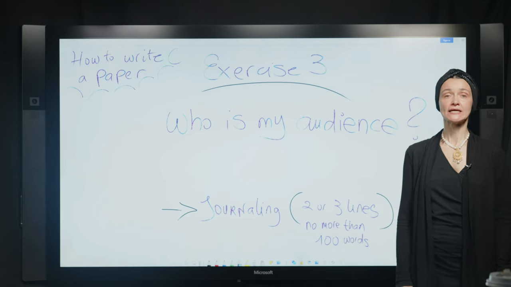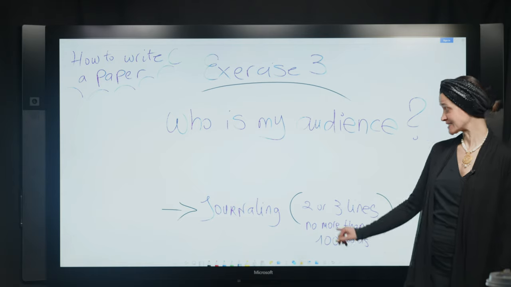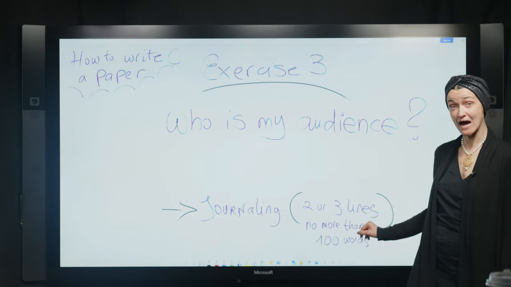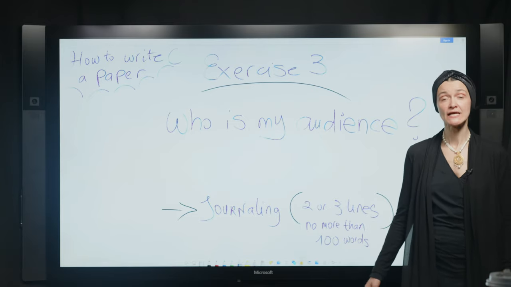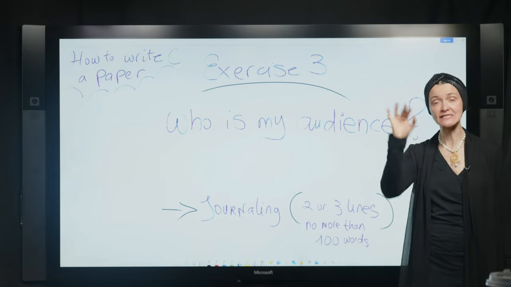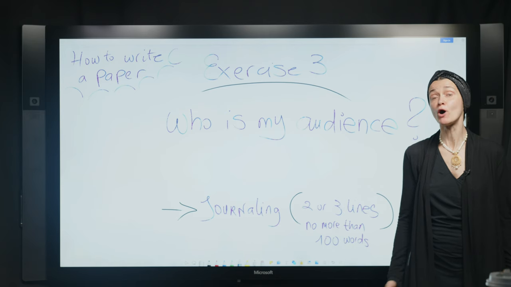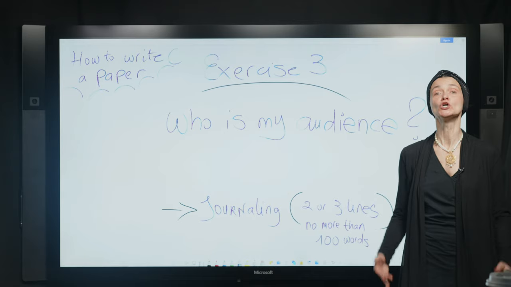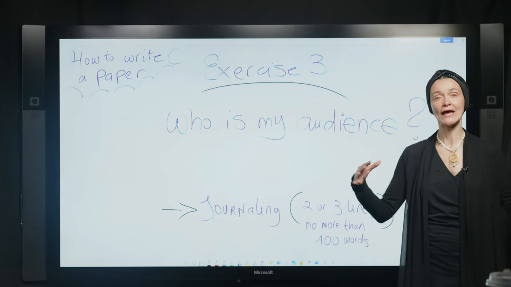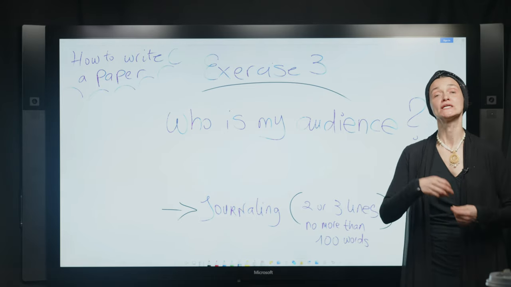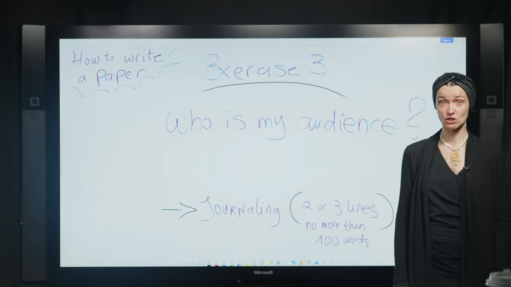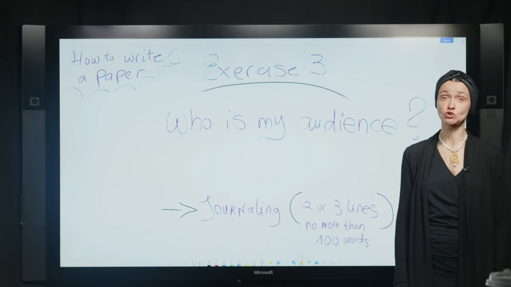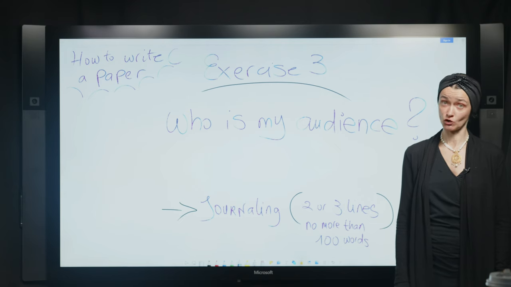So I want you to take a little time here. It doesn't have to be a long entry at all. Literally, we're talking about 2 to 3 lines, no more than 100 words, and really list, like reading a list, who are going to be your possible readers. Have it very clear so that once you start the process of writing, you will have them already with you, and their perspectives are going to enrich the tone of your writing. So take a couple of minutes. It's going to be a short exercise, and make sure that you write who is your audience.